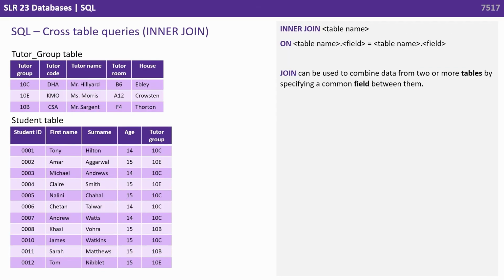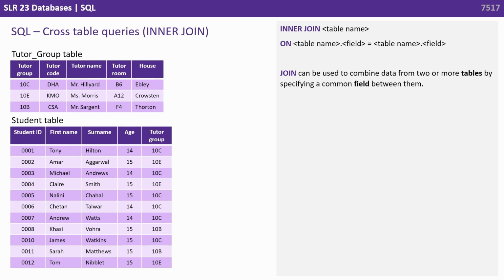But we can also use join, and the one you can use in the exam is the inner join. So we say inner join and then give a table name, and then we say what are we doing the inner join on? So we use the command word on, and we say tablename.field equals tablename.field in a very similar way to you saw in the previous example.